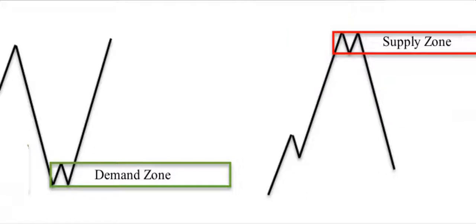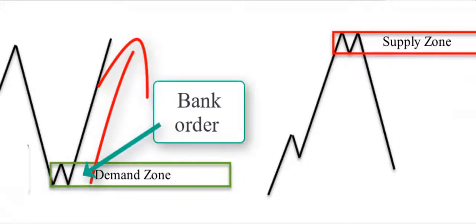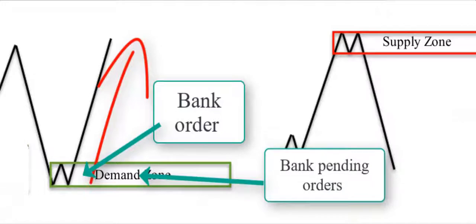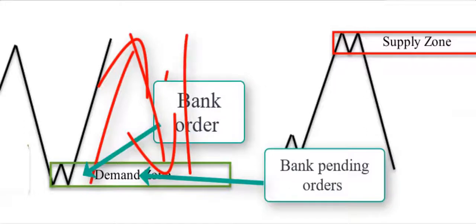The idea behind supply and demand trading is when the market makes a sharp move up. As you can see here, the large institutions are not able to get their entire trade placed into the market. Therefore, they leave pending orders to buy at the zone with the expectation the market will return to the zone and the rest of their trading positions will be filled.